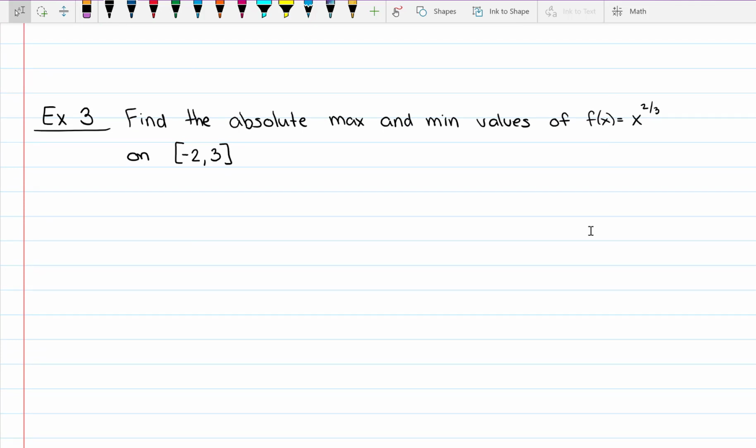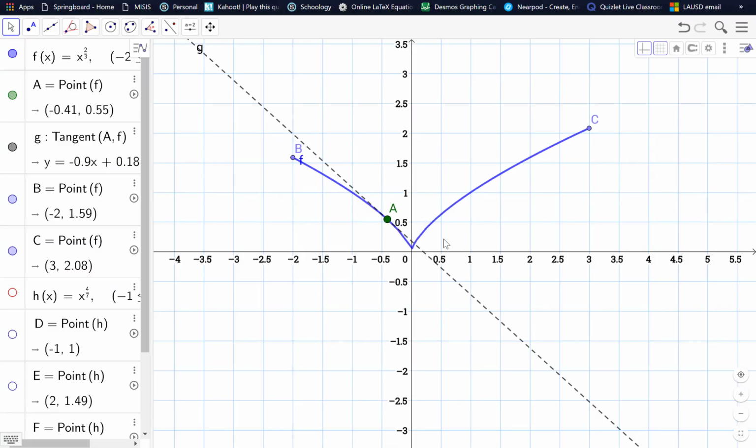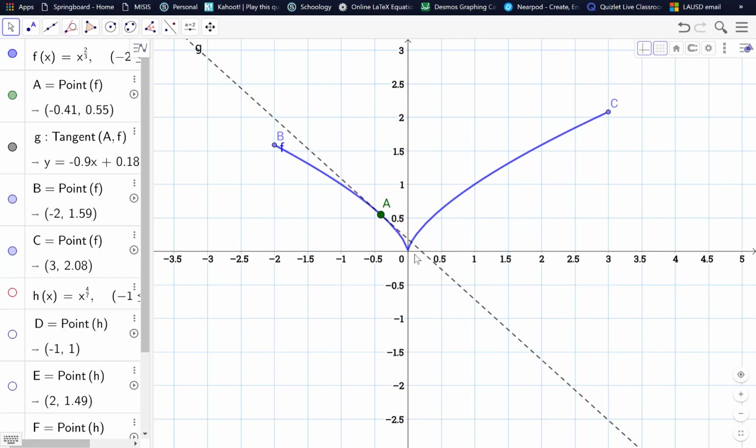derivative. So we want to find the absolute maximum and minimum values of f of x equals x to the 2/3 on the interval -2 to 3. So first let's just look at the graph. Here's the graph, and you can see that the minimum point is right here at 0, and the maximum is over here at x equals 3, which is 2.08, because this other end value is only 1.59. So we know that this is going to be our maximum and this is going to be our minimum, but let me show you how to do it with calculus.